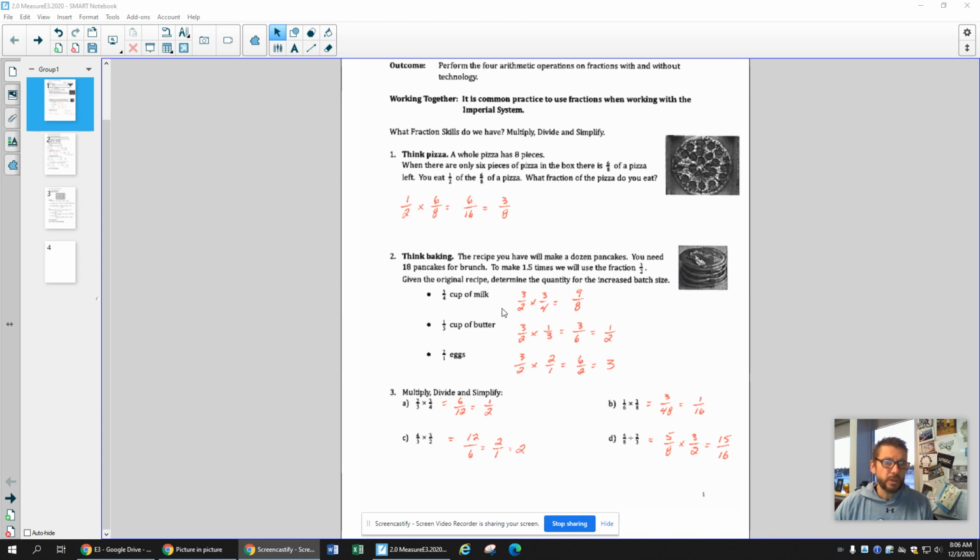So you take 3/2 of 3/4, so you want to increase how much milk you have. 3 times 3 is 9, 2 times 4 is 8. 9/8 doesn't simplify, and we're fine leaving them with improper fractions.